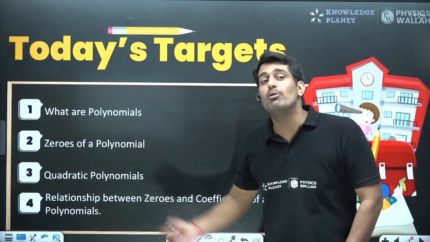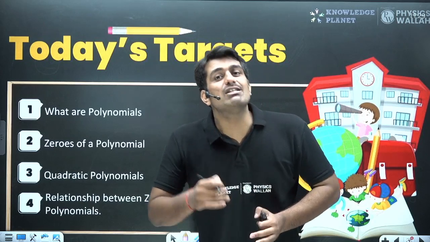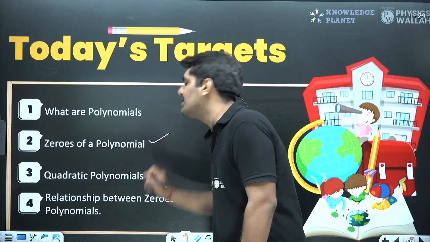Then we are going to talk about the zeros of a polynomial. How do we find the values of a polynomial? And what is the method to find the zero? That is the important thing. Important chapter, important concept, this one.